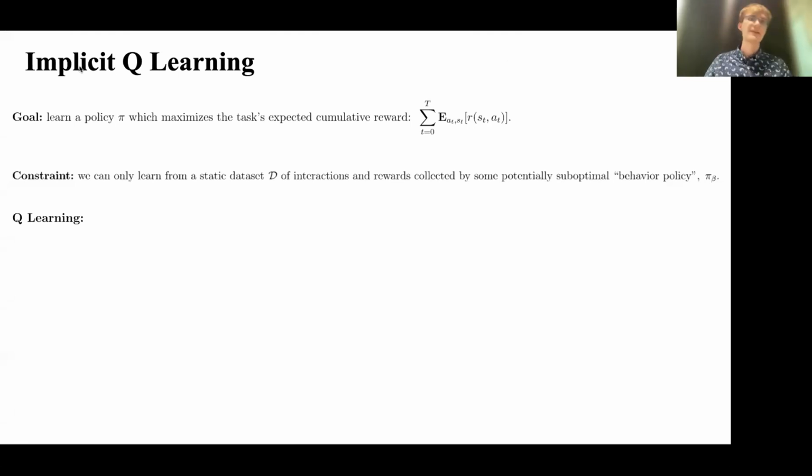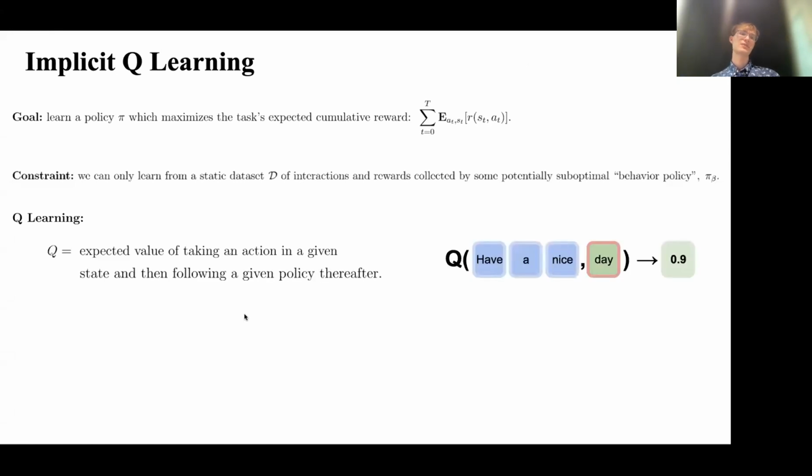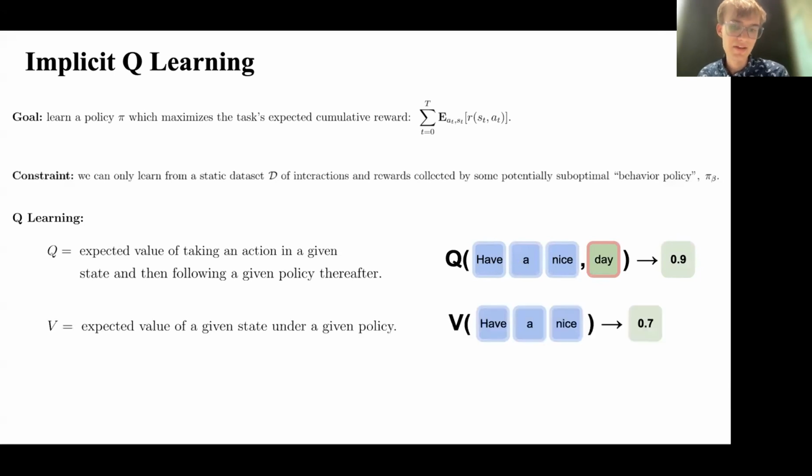So we'll start by looking at Q-learning to understand implicit Q-learning. We're going to see why we can't just do Q-learning in offline RL. In Q-learning, we have this notion of a Q function, which measures the expected value of taking an action in a given state and then following a given policy thereafter. So this Q function is with respect to a certain policy. And then the value function, which we'll need for understanding implicit Q-learning, measures the expected value of a given state under a given policy.